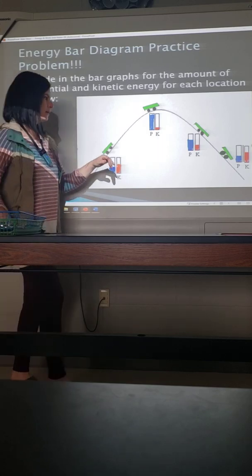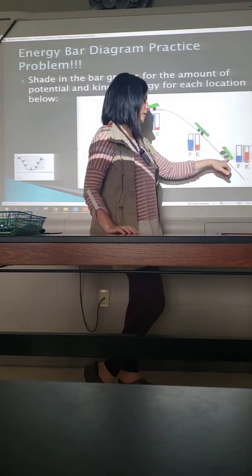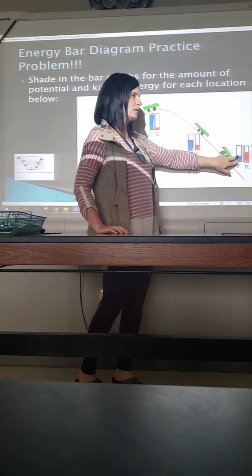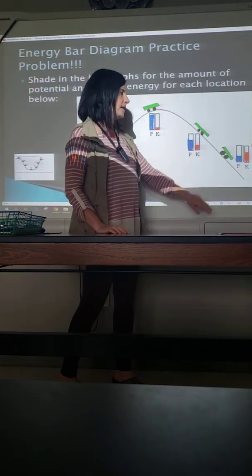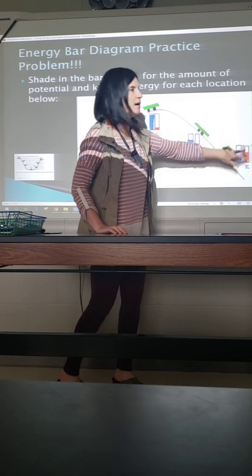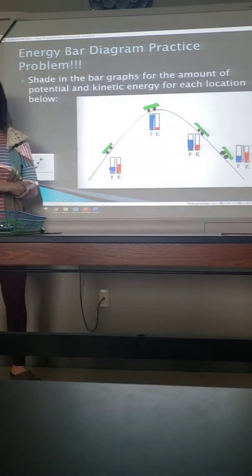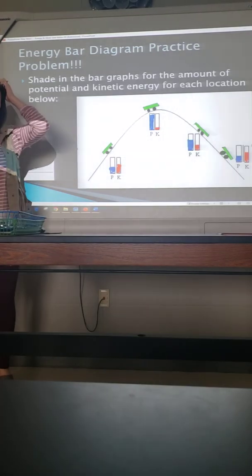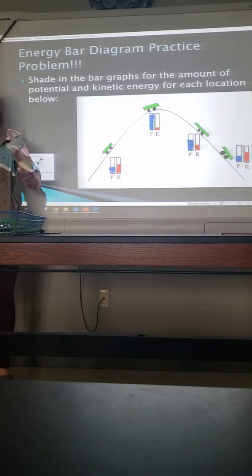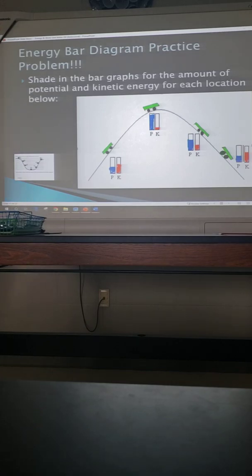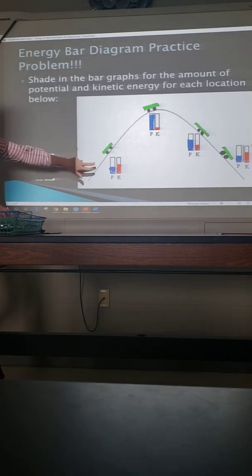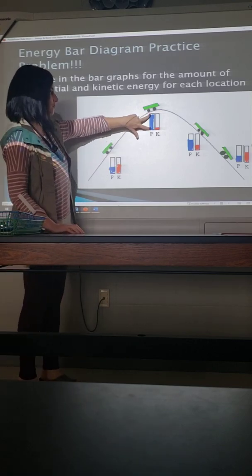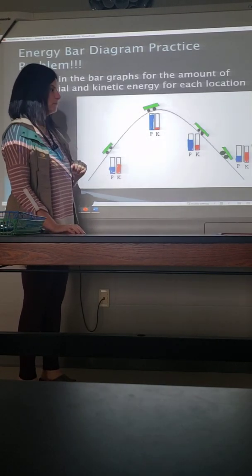And then this one looks like it's going to be the lowest, just a little bit lower than this side, so you're going to have just a little potential, and the rest will be kinetic. But again, the blue should stack on the red, and they should be able to fill up that bar. You can't leave a gap. So whatever you have here for the potential, it should stack up and fill that kinetic bar. This is almost full, and then the red fills it.